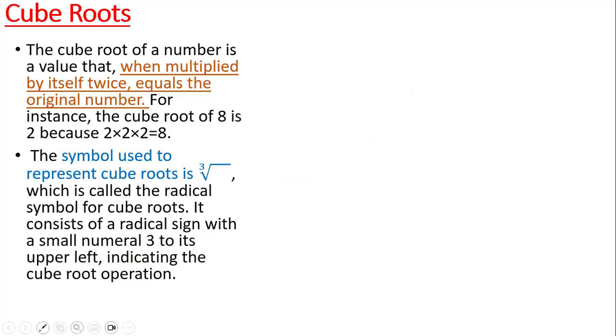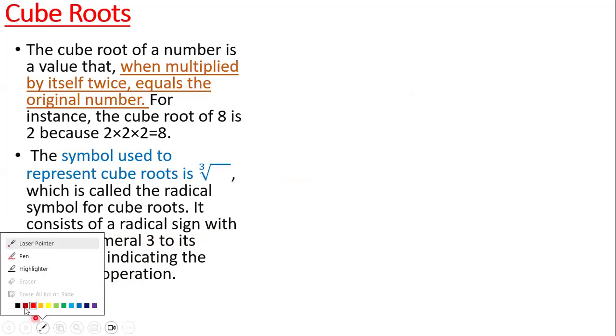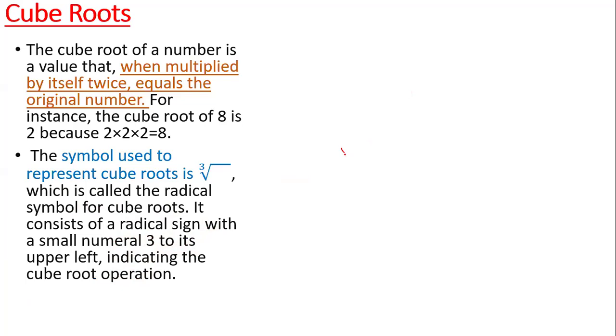So this is cube root. With cube root, you would still have the radical symbol. But what else is added? A 3. A 3 on top, on the spiky part of the radical symbol.